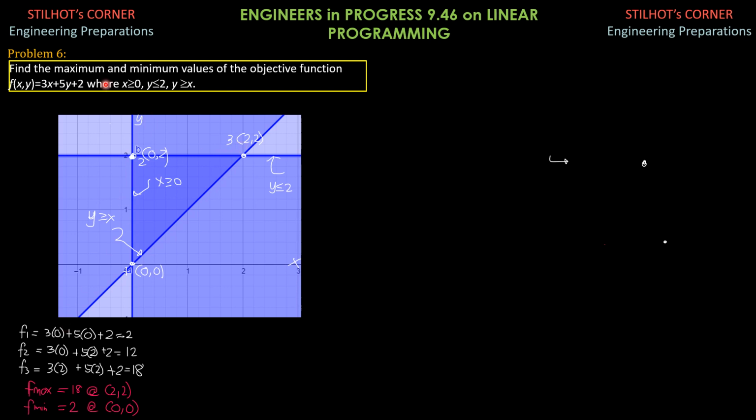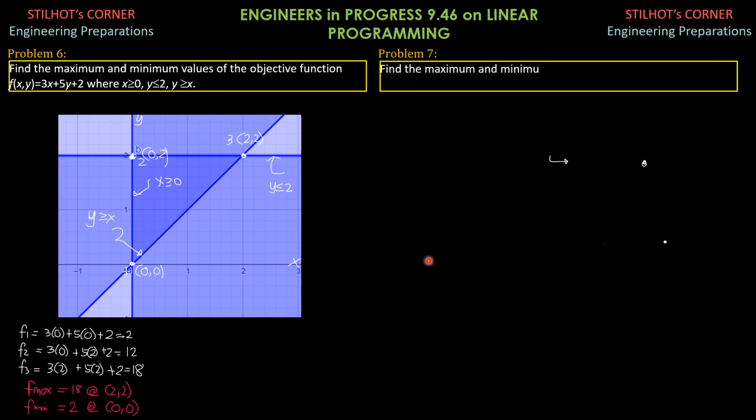So f1 equals, using the objective function, 3 times 0 plus 5 times 0 plus 2. So it is 2. f2 is 3 times 0, because x is 0, plus 5 times 2 plus 2. So it is 12, and f3 is 3 times 2 plus 5 times 2 plus 2, that's 18. Therefore, the maximum value is f3, 18, and it occurs at (2, 2). And the minimum value is equal to 2, and it occurs at the origin (0, 0). So that's it for that problem. Let's proceed to the next one.